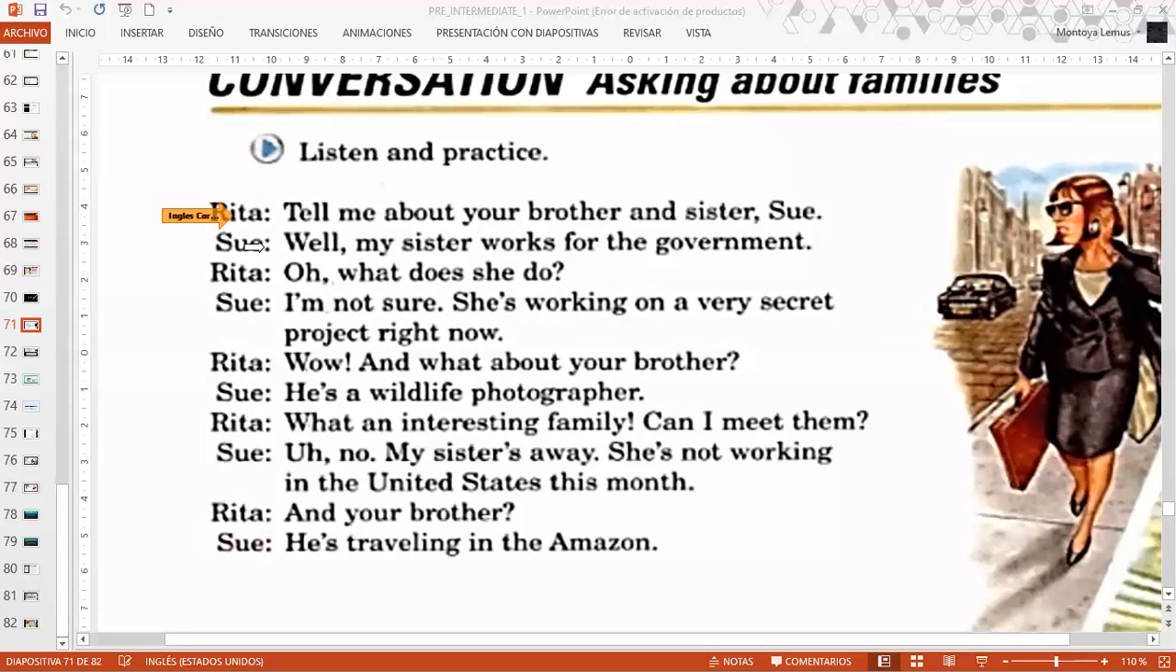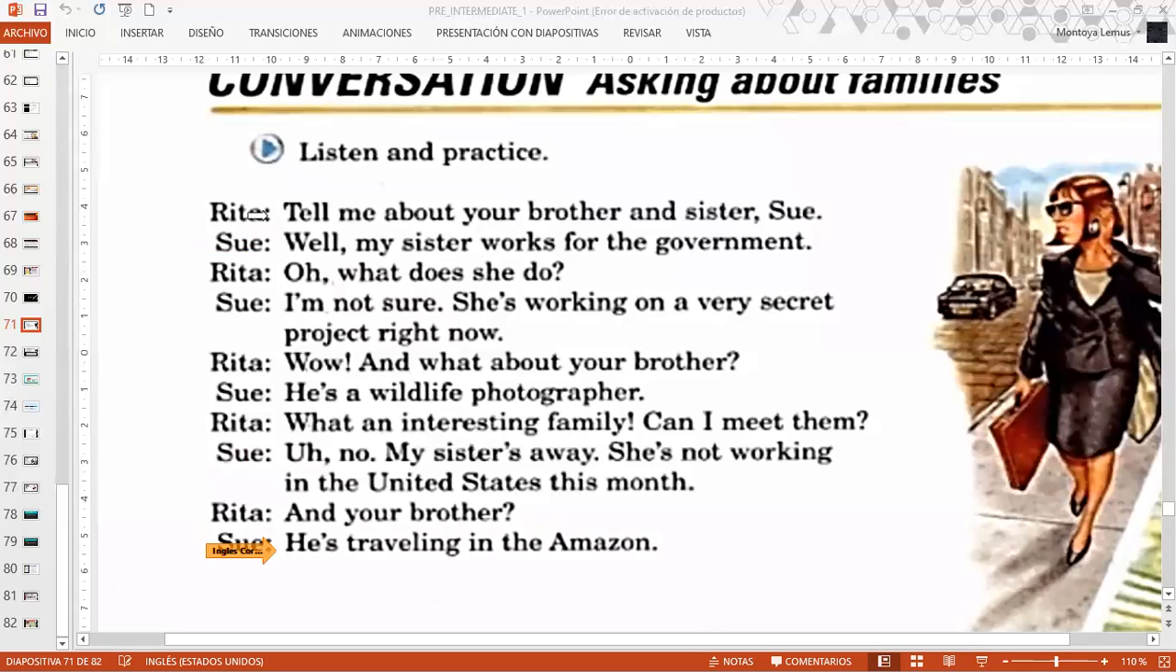Okay, good. Tell me about your brother and sister, Sue. Well, my sister works for the government. Oh, what does she do? I'm not sure. She's working right now. Wow, and what about your brother? He is a wildlife photographer. What an interesting family. Can I meet them? Oh no, she's working in the United States this month. And your brother? He's traveling in the Amazon. Okay, good.